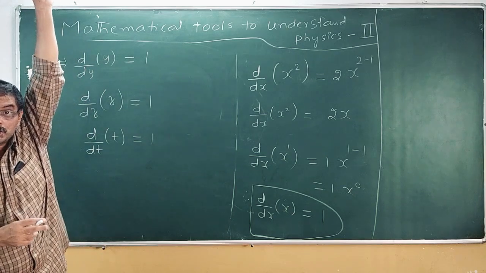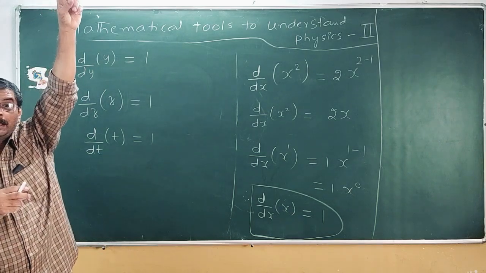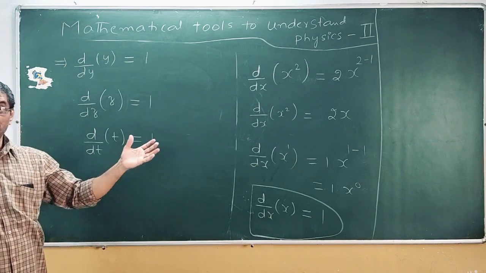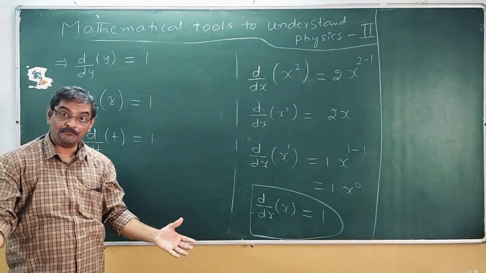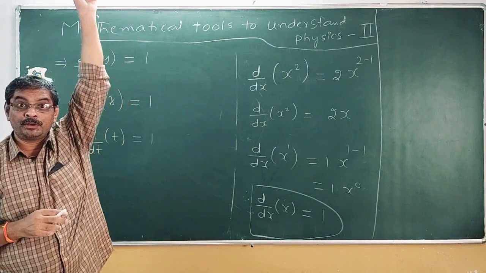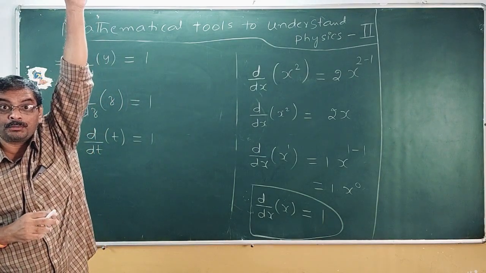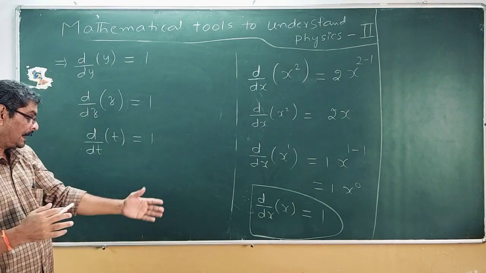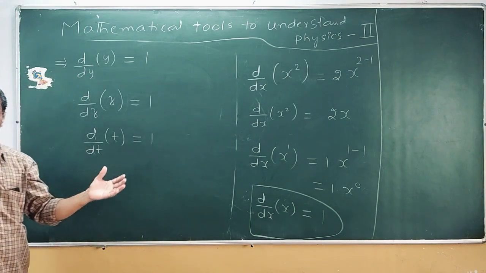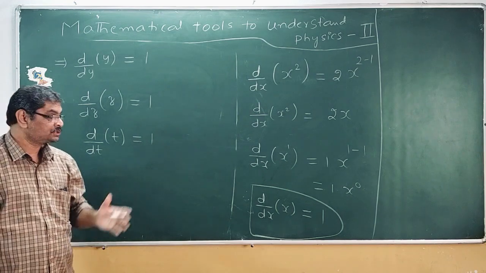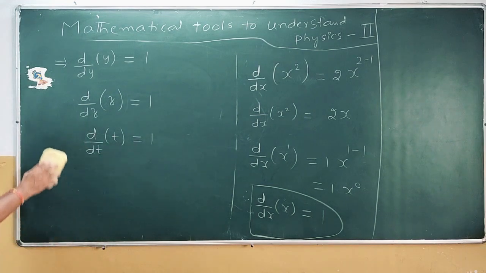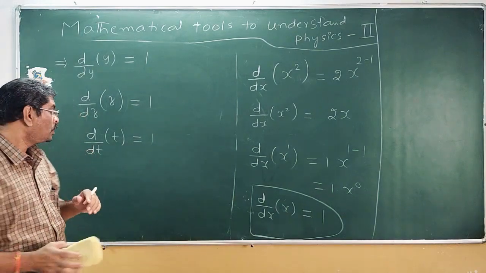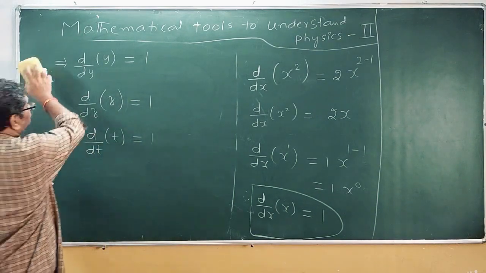Remember, in this formula, x, y, z and t are generally called the variables. So that is the master formula we have for differentiation.